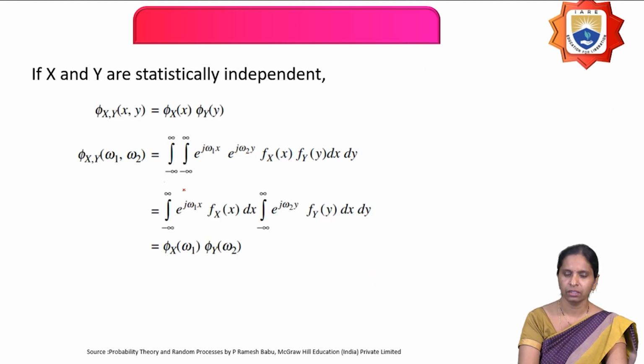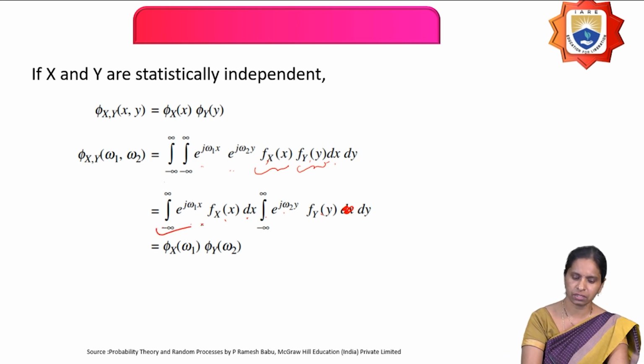Now, rewrite the equation. Then you are going to obtain it like this. So, integration from minus infinity to infinity, integration from minus infinity to infinity of e power j omega 1 x into e power j omega 2 y into the marginal density function of x, fx of x, and the marginal density function of the random variable y, fy of y, into dx into dy. Now, how can you rewrite this equation? You can write it as integration from minus infinity to infinity e power j omega 1 x into fx of x into dx, into integration from minus infinity to infinity e power j omega 2 y into fy of y into dy.